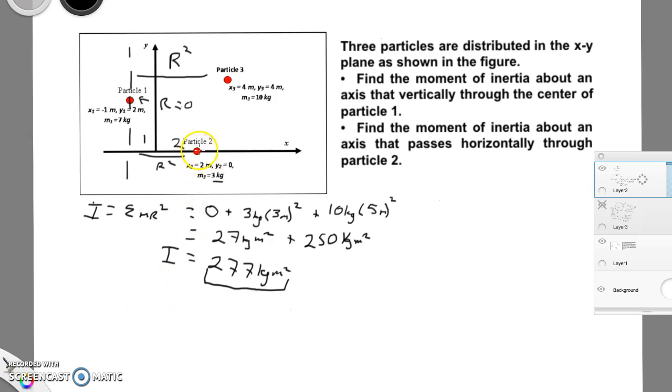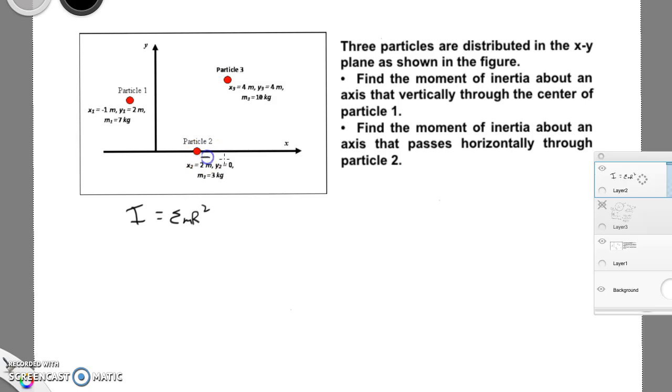So now we're going to rotate about a horizontal axis through particle 2. Okay? So for particle 2 now, we're going to find the moment of inertia of the system at particle 2. And I'm going to have you go ahead and do it without my help here. Okay, so you'll go ahead and add up all the mr squareds for each of the particles. Okay, so you've gone ahead and done that now.